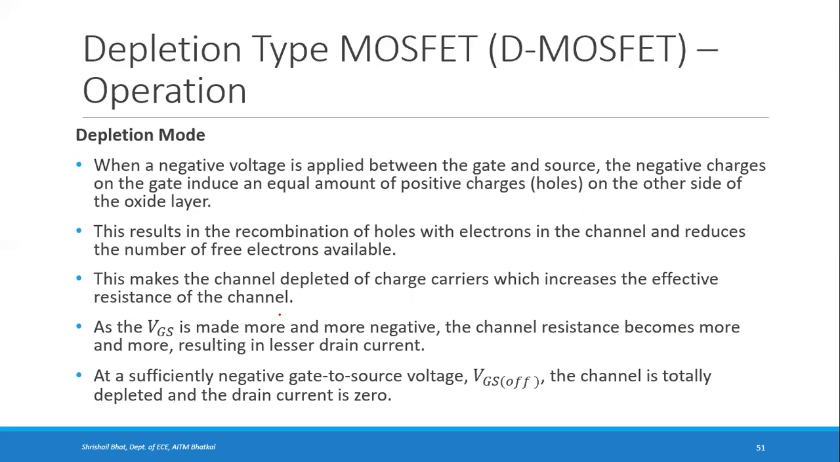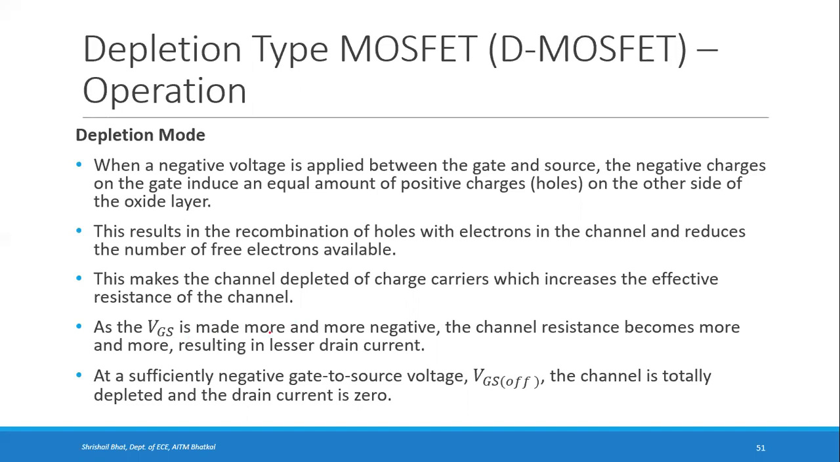When there are no charge carriers, obviously resistance will increase. If the resistance increases, the current flow will decrease, right? So as you apply negative voltage, the channel becomes depleted of charge carriers. That's why that mode of operation is called depletion.